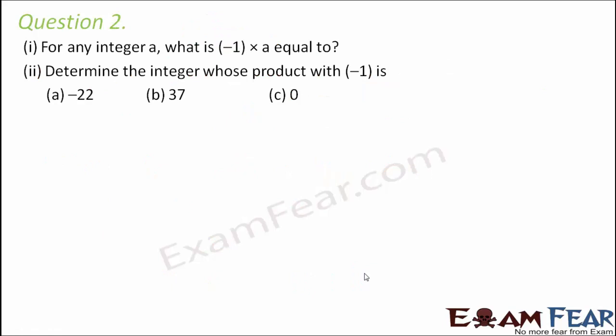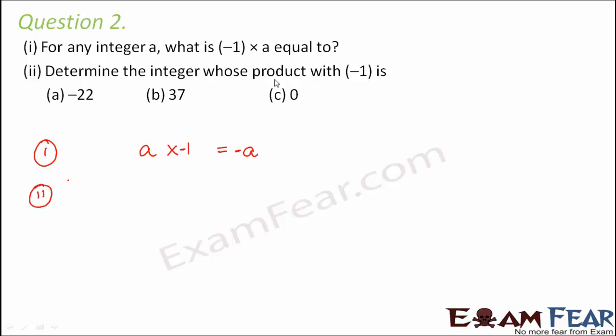Question number 2. For any integer a, what is minus 1 into a equal to? So now what do we know? We know that 1 is the multiplicative identity. So if you have any integer a, multiply it with 1, it gives you a. Now instead of 1, if you have minus 1, what will happen? The product will still remain the same, just that now it will have a minus sign.